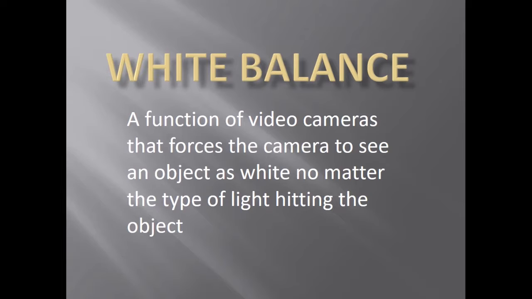So sometimes our cameras do not adjust like our eyes do to the different types of light. So the camera can see color in a weird way. White balance allows us to tell the camera what white looks like. That way, the camera can adjust all the other colors and we can have a picture that looks true to its colors. So again, white balance is the function of video cameras that forces the camera to see an object as white, no matter what type of light is hitting that object.